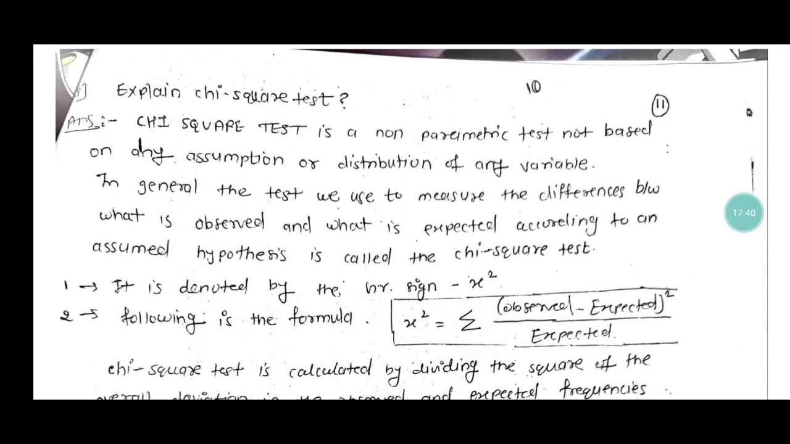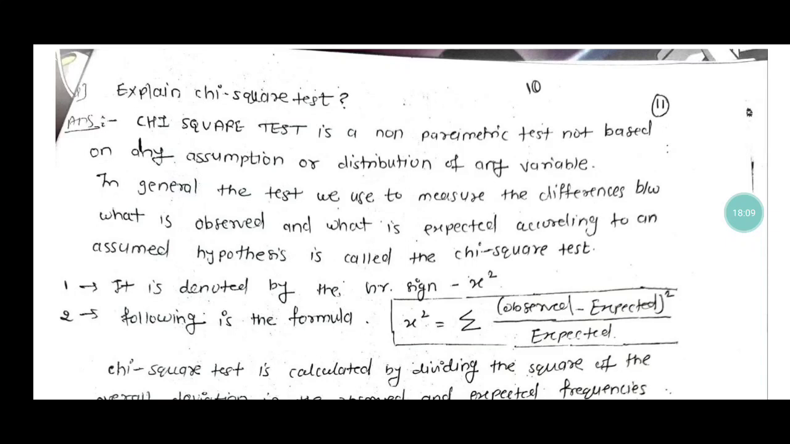And the next question, that is, explain the chi-square test. The chi-square test is a non-parametric test which is not based on any assumption about the distribution of any variable. In general, the test we use to measure the difference between what is observed and what is expected according to an assumed hypothesis is called the chi-square test.